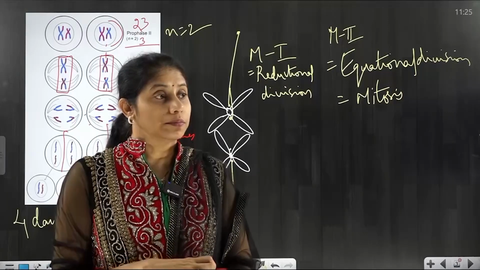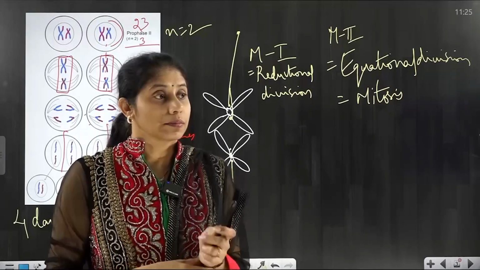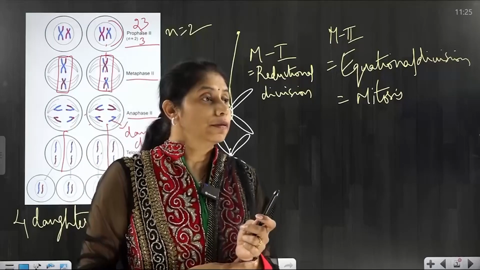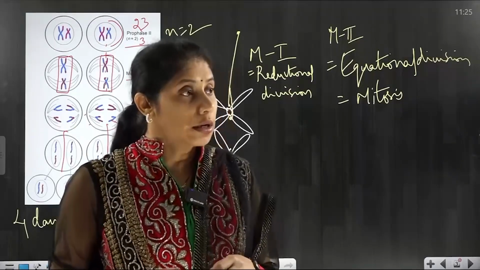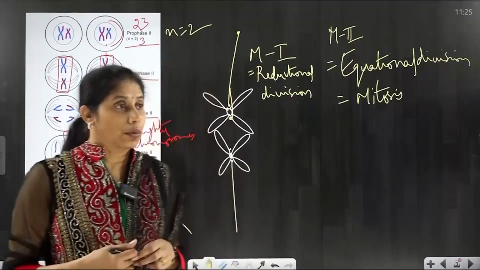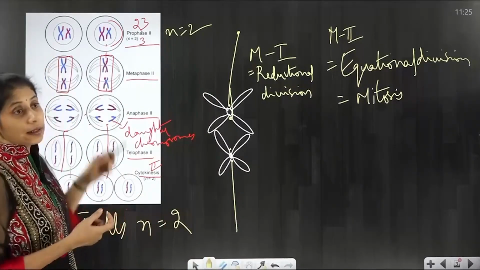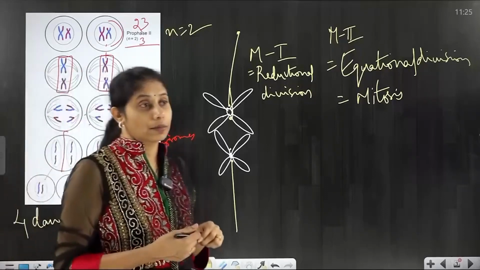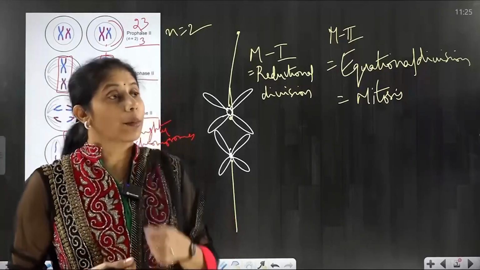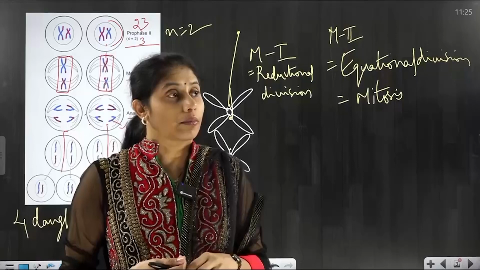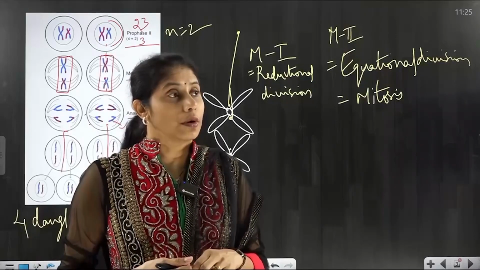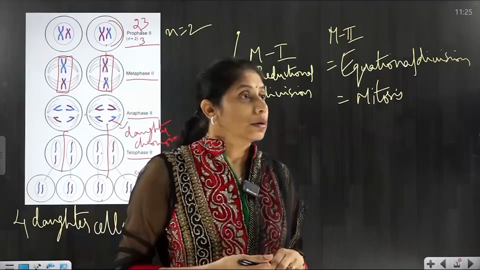Yes, understood? What is the number of chromatids in prophase II? Per chromosome, you can see here 2 chromatids are there, the full chromosome, 2 chromatids. Formation of 2 daughter cells only.